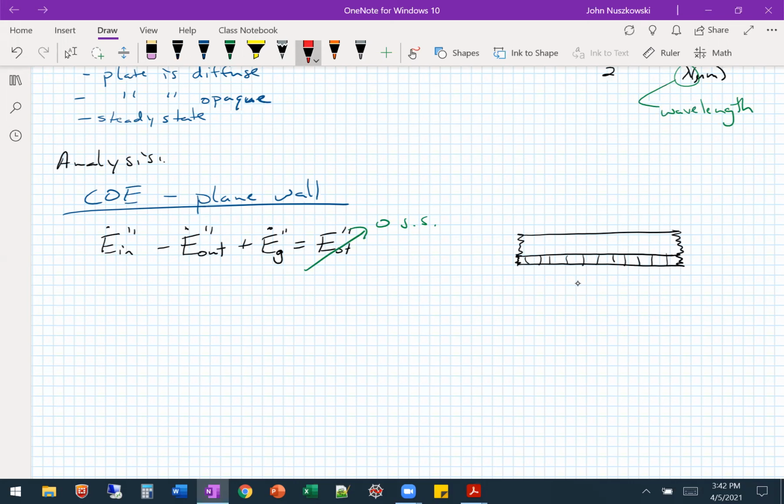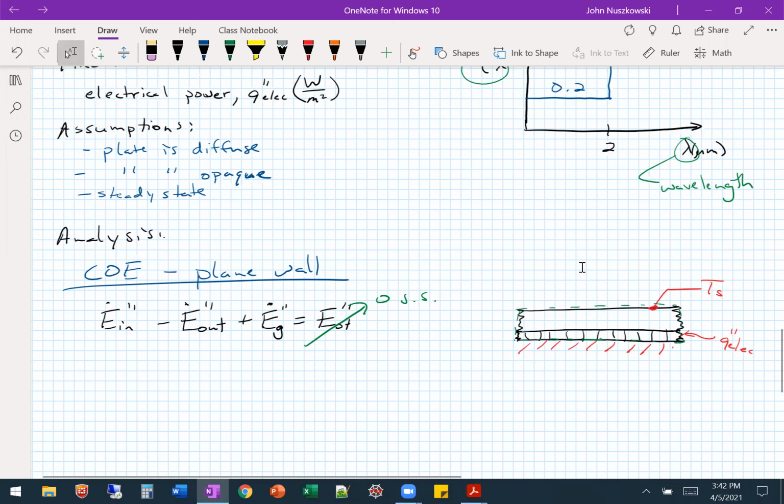All right, so we know we have an electrical heater, okay? And then it's insulated on the bottom. That's the surface temperature of our plate, right? All right, so now if this is our boundary, what do we want? What else do we have to label here?